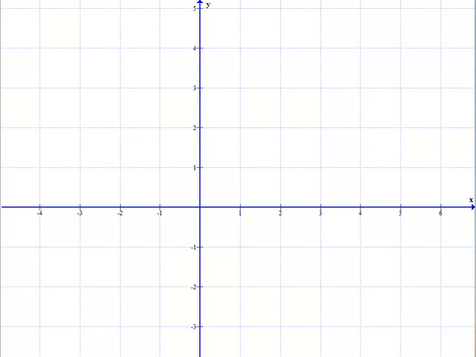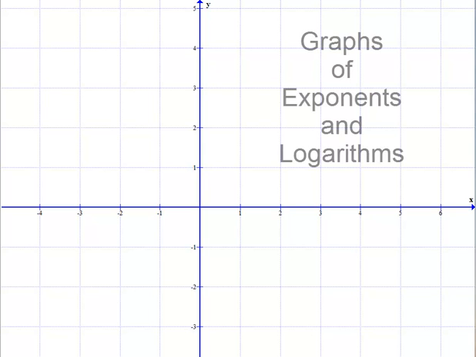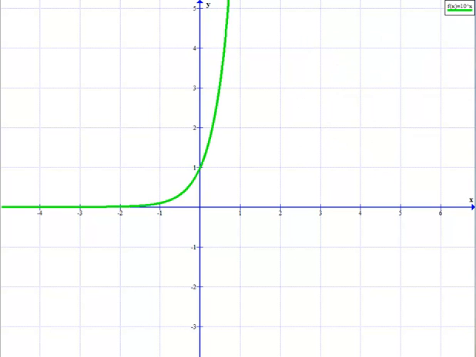In this video, we'll demonstrate the relationship between exponents and logarithms. First, let's take a look at an exponential function. This is the graph of 10 to the x power. You'll notice that it's an increasing exponential function.